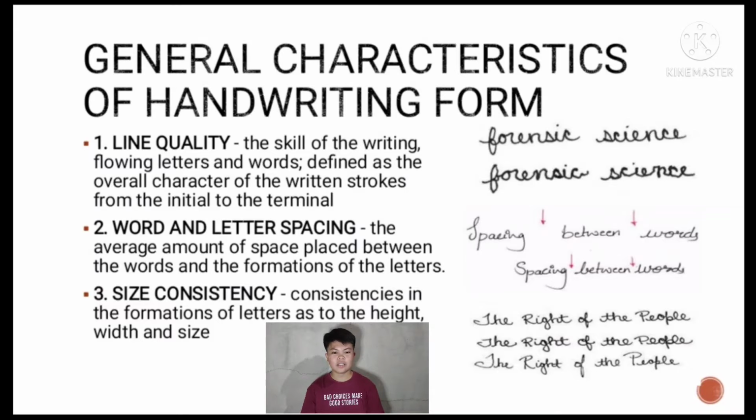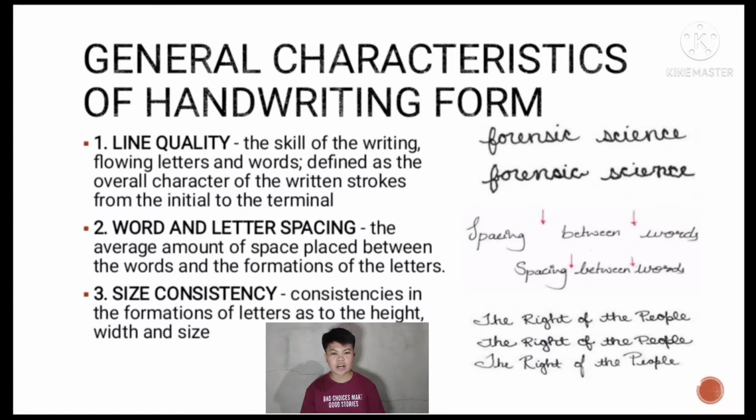Next are the general characteristics of handwriting form. Number one is the line quality. The skill of the writing, flowing letters and words, defined as the overall character of the written strokes from the initial to the terminal. Line quality is the thickness, strength, and flow of the letters. Some factors are if the letters are flowing, shaky, or very thick.